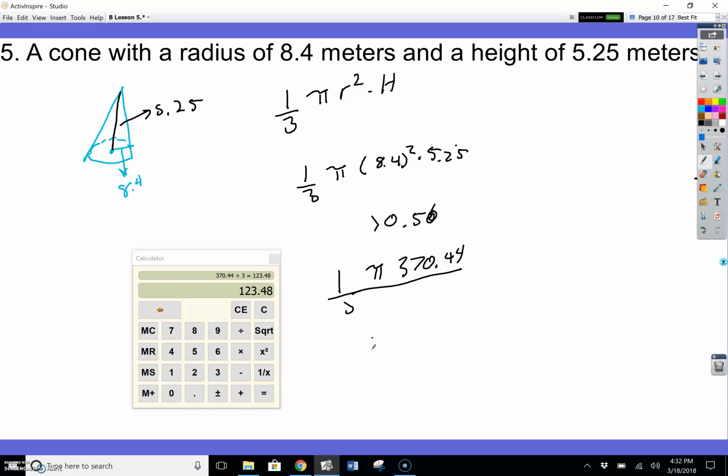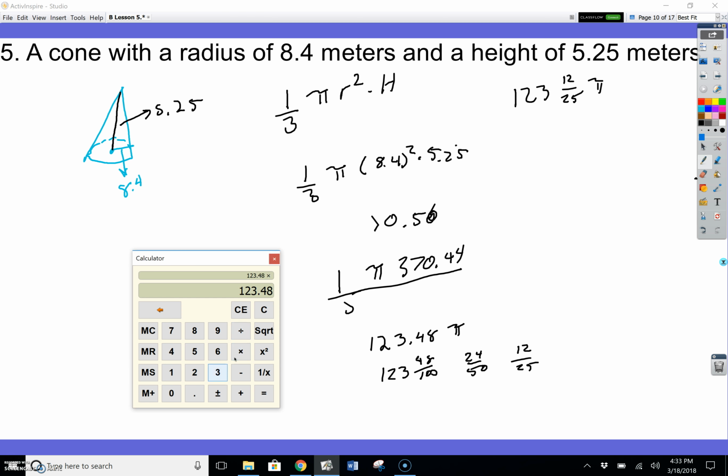And I have this final answer of 123.48 pi. And that's my final answer in terms of pi. Usually you don't want to write this as a decimal, so you could write 123 and 48 over 100, which reduces to 24 over 50, which reduces to 12 over 25. So in terms of pi, it would be 123 and 12/25 pi. I don't mind you guys leaving it as a decimal in this one.